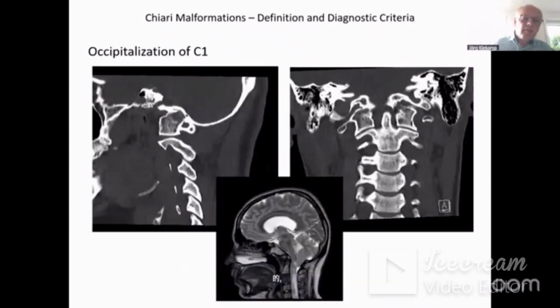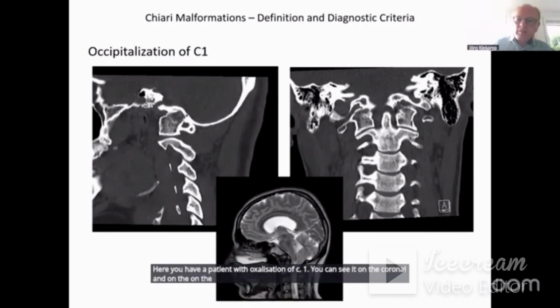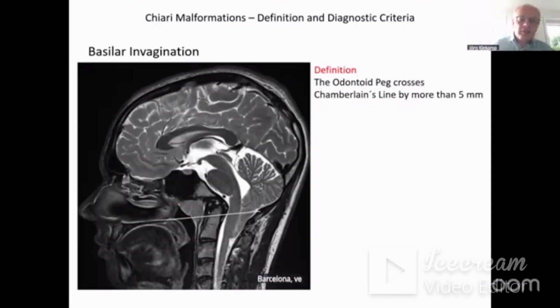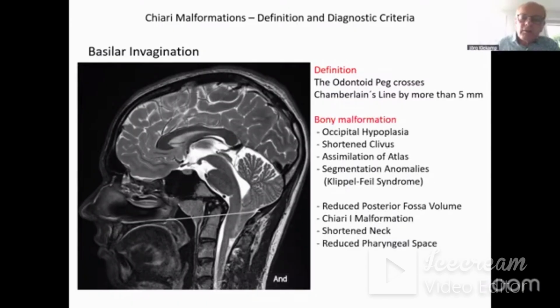Here you have a patient with occipitalization of C1. You can see it on the coronal and on the parasagittal planes quite clearly with a normal appearing C1, C2 joint below. Basilar invagination is defined by a line between the posterior rim of foramen magnum and the hard palate. If the odontoid peg crosses this Chamberlain's line by more than 5 millimeter, this is considered a basilar invagination, and there are a number of bony malformations associated with it.